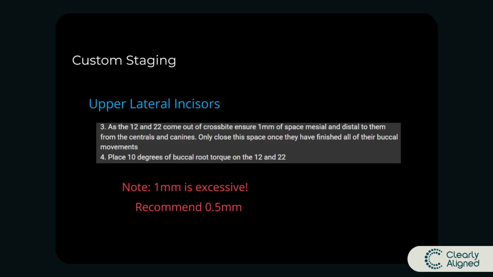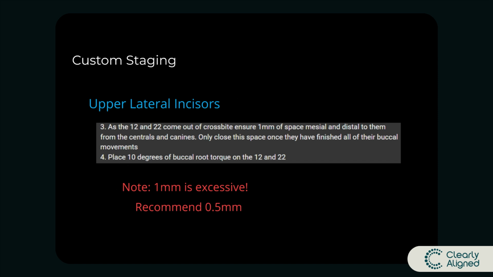to occur. What we're asking the technicians to do here is, as the 1-2 and the 2-2 come out of crossbite, make sure that we have 1 millimeter of space, mesial and distal, to those teeth from the centrals and the canines. This is crucial. Only close this space once we've finished moving the teeth to the buccal. Right? We don't want to close the space prematurely. And add 10 degrees of buccal root torque. So 10 degrees of additional movement towards the buccal on the 1-2 and the 2-2.